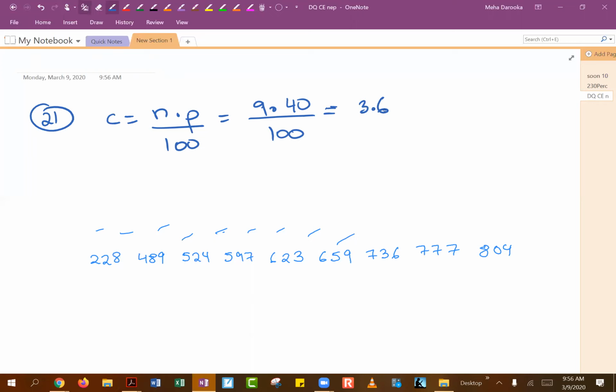Very nice. So when it's a non-whole number, you do round it up to a whole number. So this one, you don't have to go halfway, right? You just go to the position itself. So that's the 4th position, which is going to be 597.